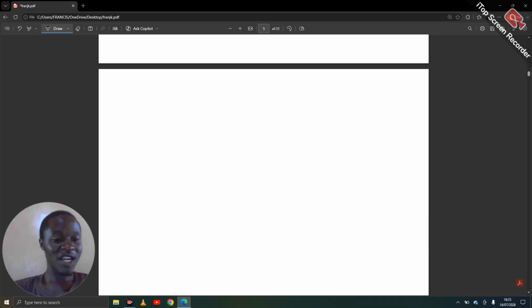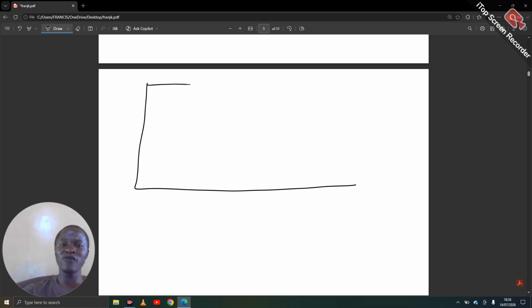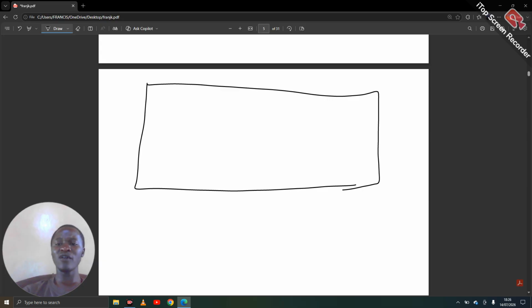Let us draw a sketch of this question. Remember, it is a rectangle. Not all questions in maxima and minima will be rectangular, and that is why I'm telling you we are still coming to some questions and you will have an idea. That is why sometimes it is good at a personal level to revise widely.